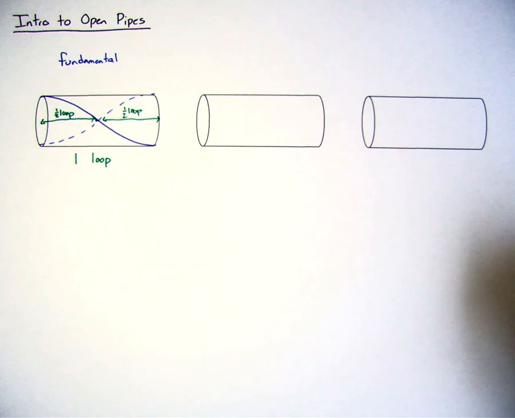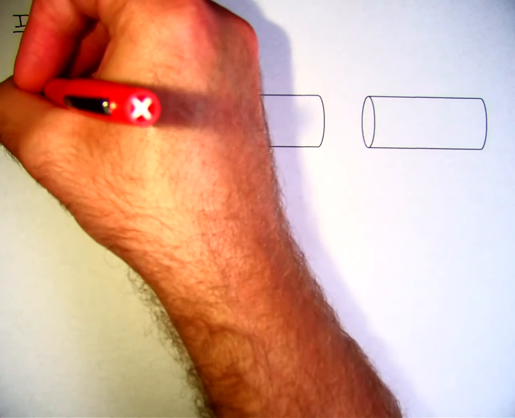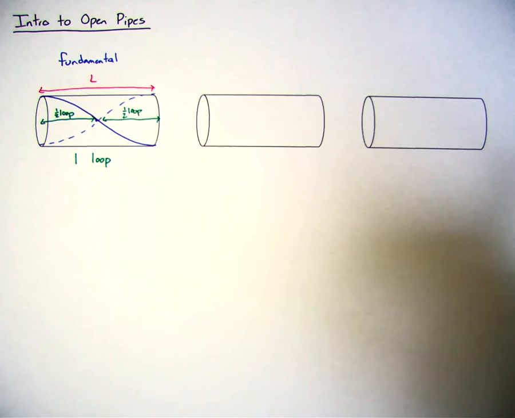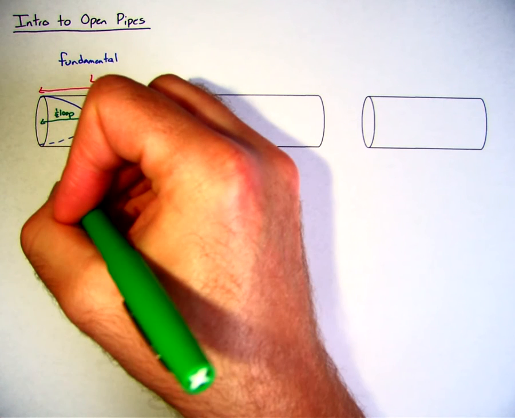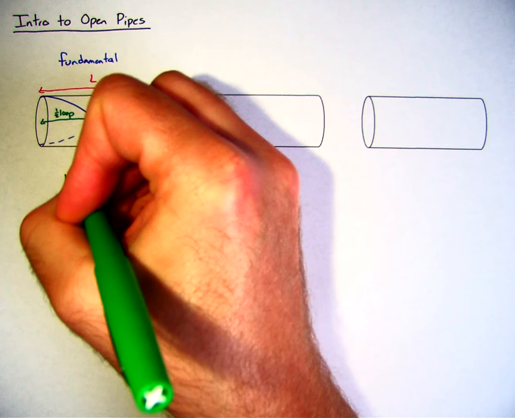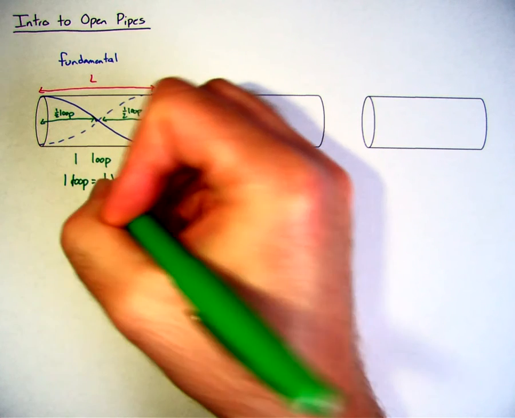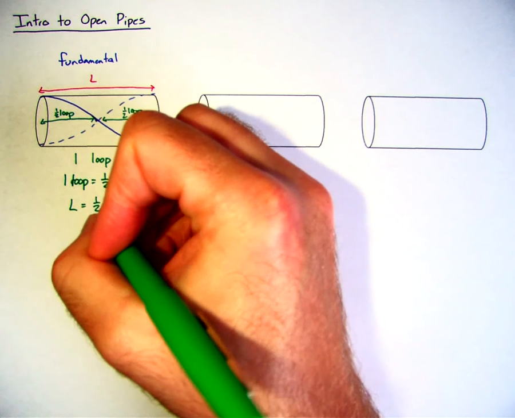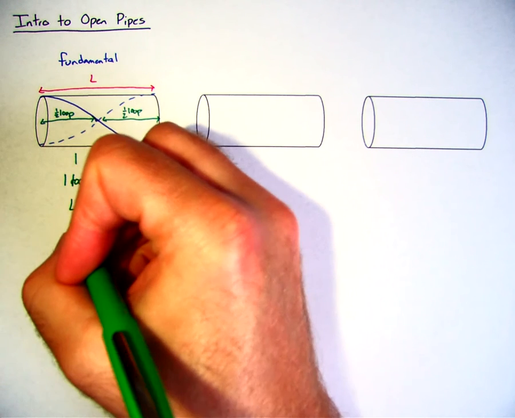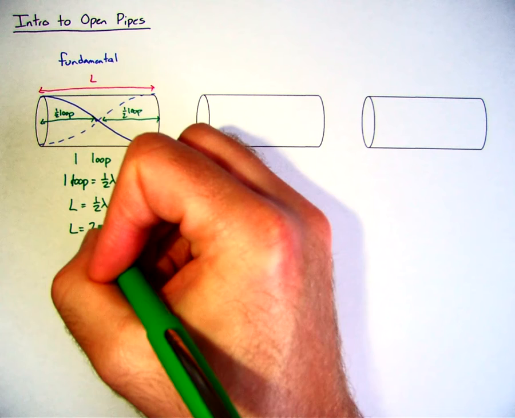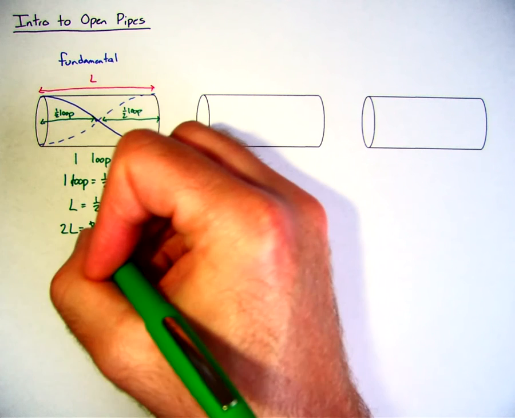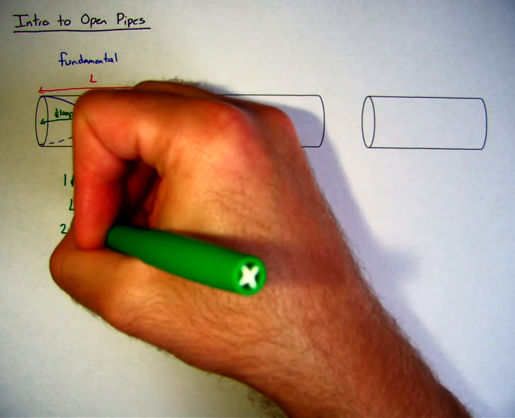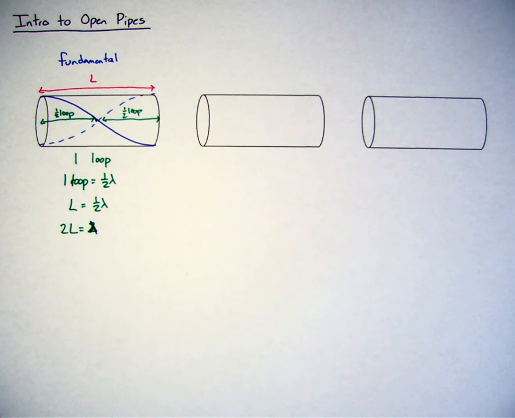full loop. Now, if I knew that the length of the tube, or the pipe, is L, that means that my one loop, which is still half a wavelength, would be equal to L. That means L is equal to half of a wavelength. So the length of the pipe, 2 times the length of the pipe, is equal to the wavelength. This should be lambda here.